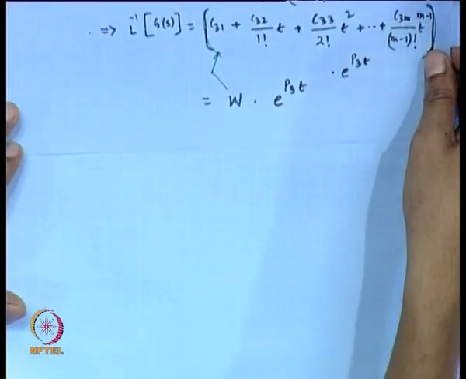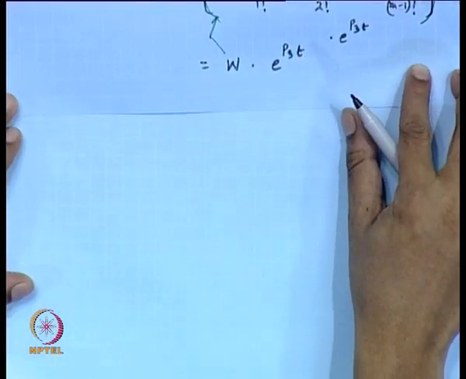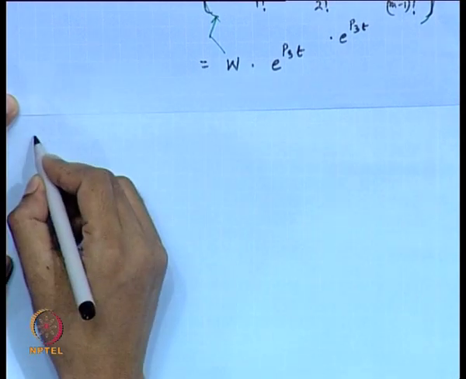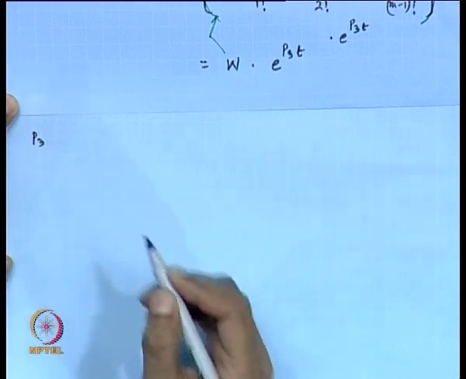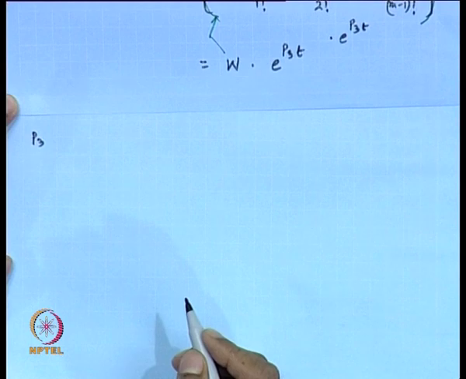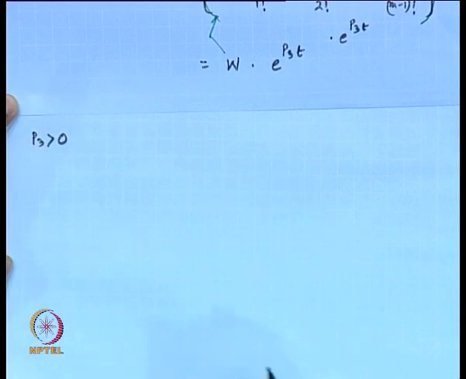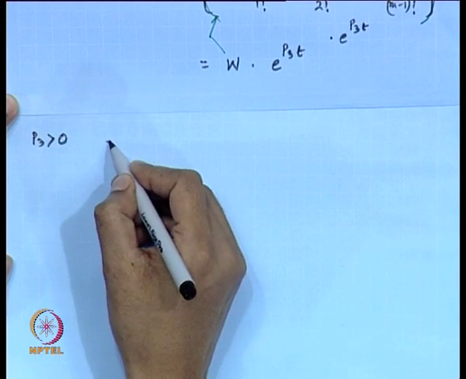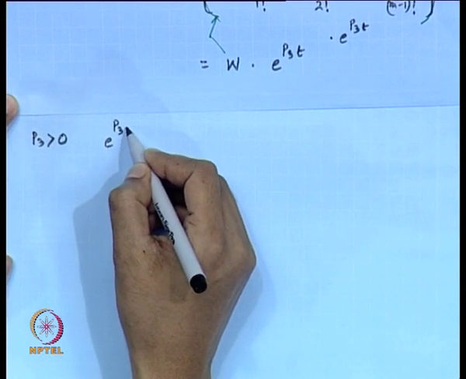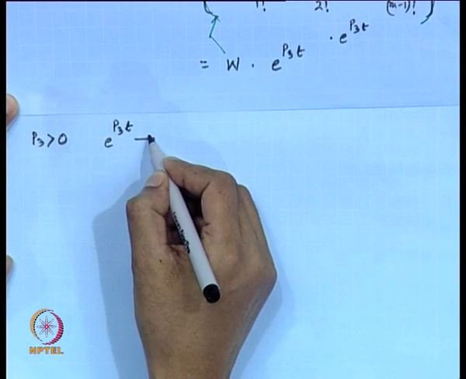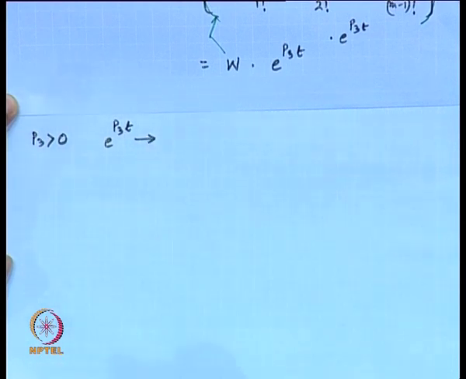Next we will consider P3 greater than 0. Then exponential of P3 t grows to infinity.